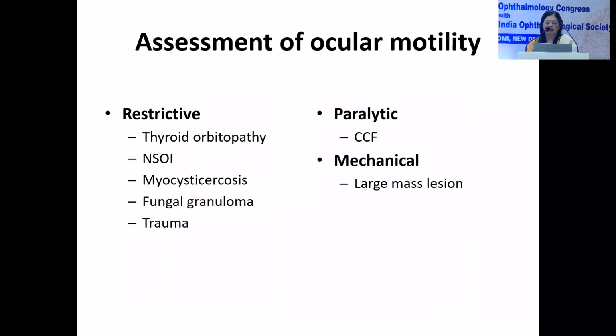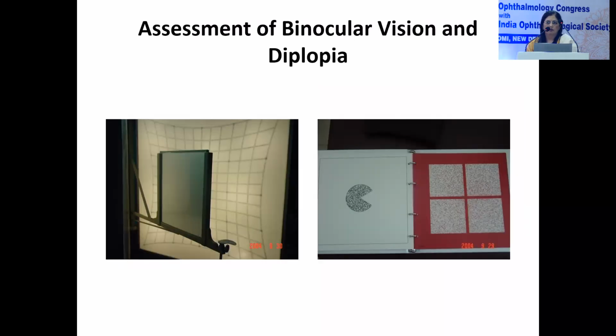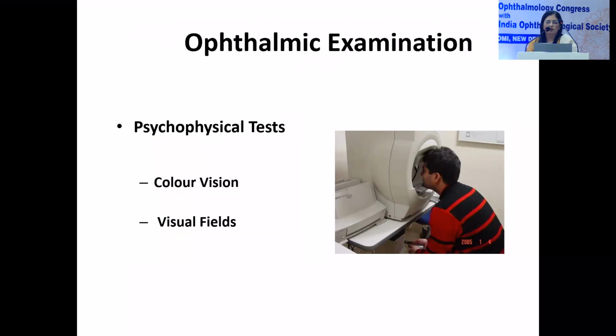Oculomotility assessment should be done in all 9 gazes. It helps in diagnosing whether it's a restrictive pathology, paralytic, or a mechanical motility restriction. One can do the forced duction test to differentiate between restrictive and paralytic pathology, and uncover and PBCT can be done for documentation of the eye alignment, diplopia charting, and binocular vision. Color vision, if abnormal, indicates optic nerve compression, and so does visual field. Depending upon what you are dealing with, these are the things you should keep in mind and do in your documentation.